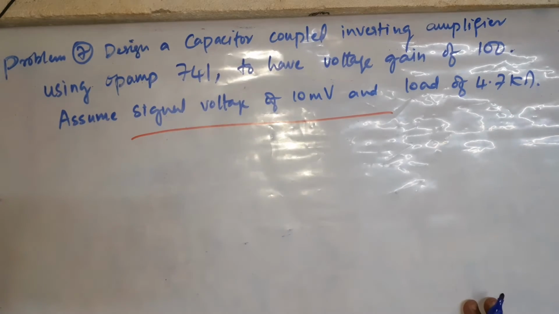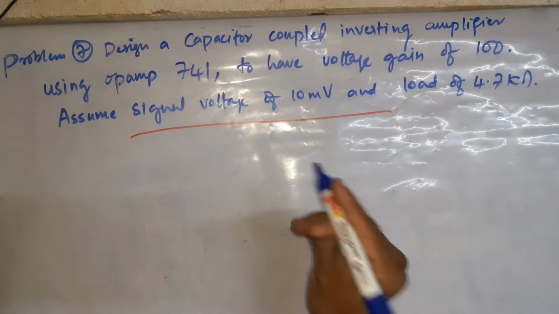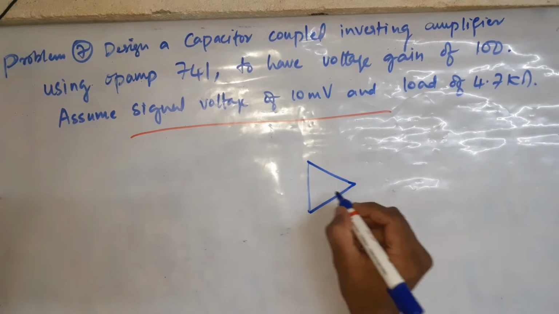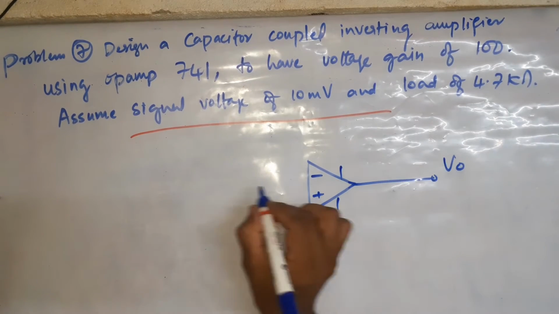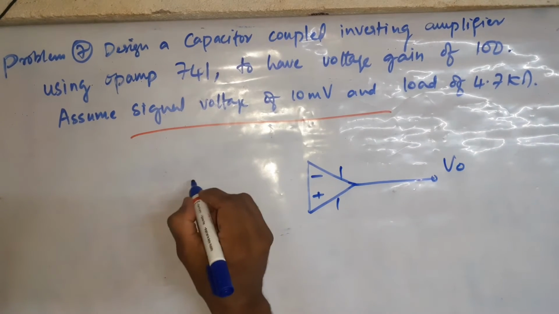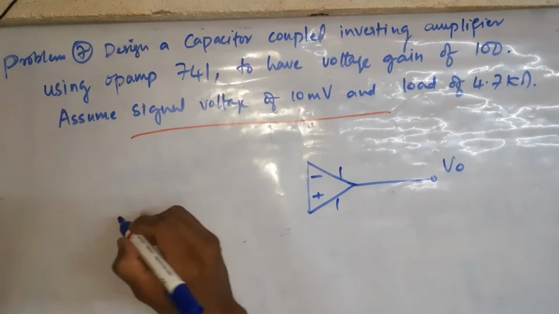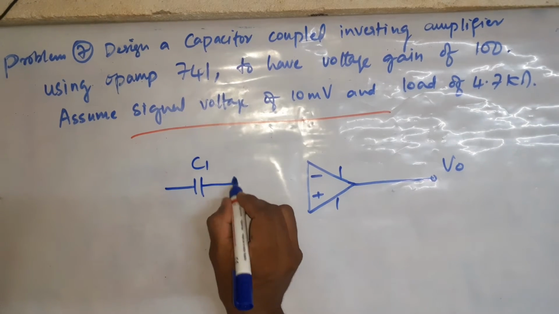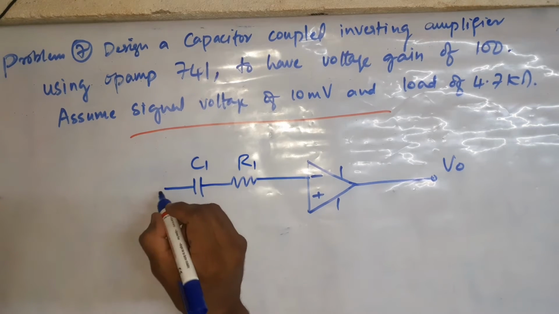So for this, first you need to draw a capacitor coupled inverting amplifier. How does our inverting amplifier look? Minus, plus, V naught, inverting amplifier, right? This will be our capacitor first, C1. This will be our R1, right?